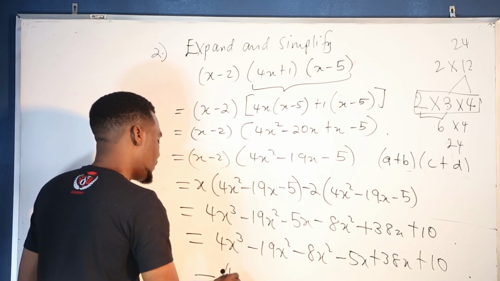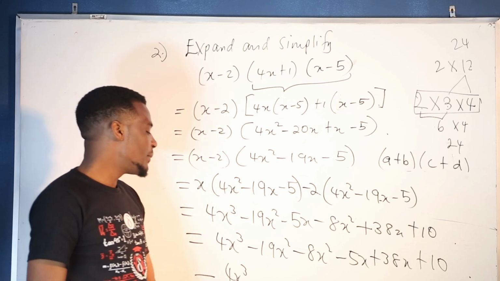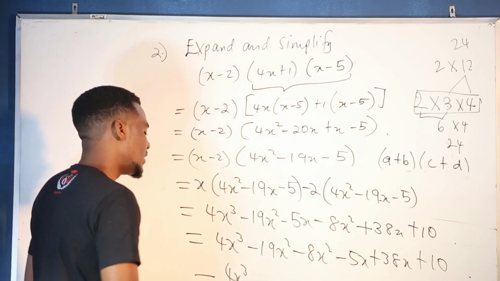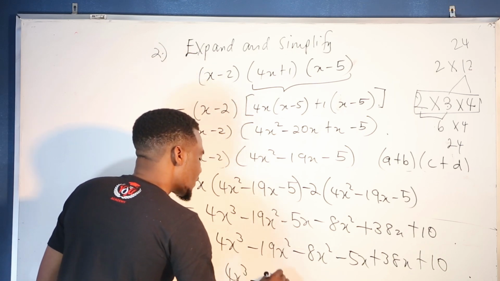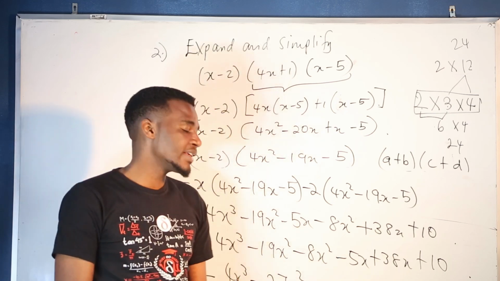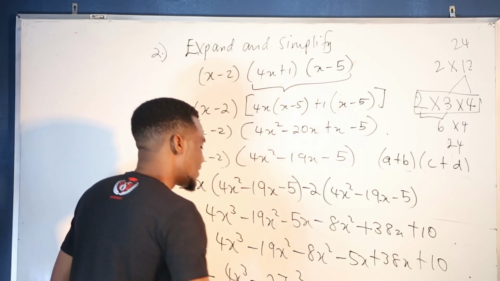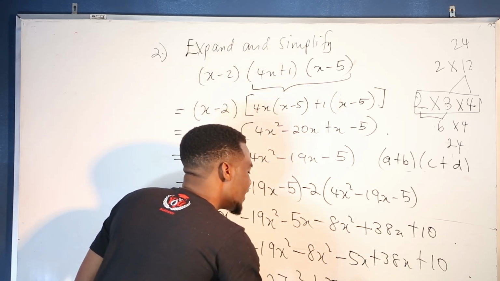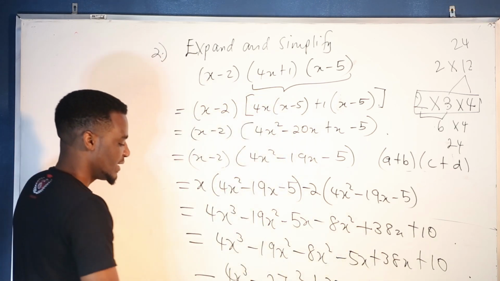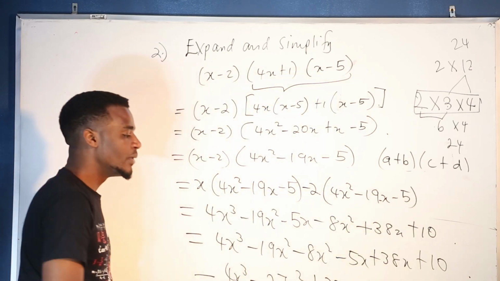Next, let's quickly simplify these like terms. We're going to keep 4x cubed as it is. What about minus 19x squared minus 8x squared? We will get minus 27x squared. And what about minus 5x plus 38x? We will get plus 33x plus 10. So yes, this is our final solution.